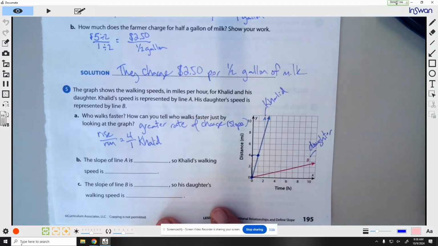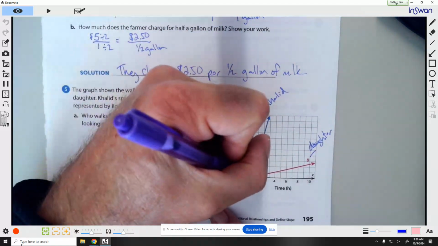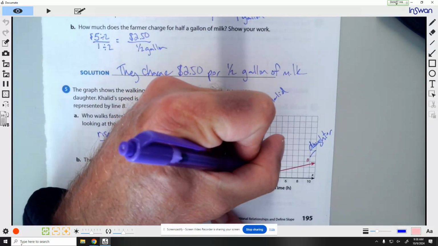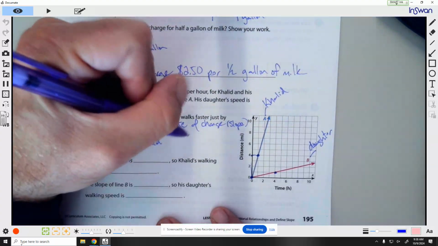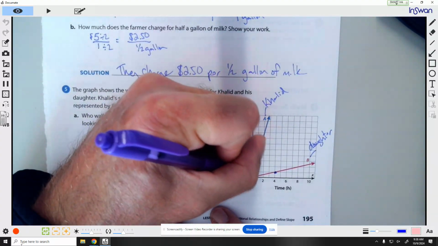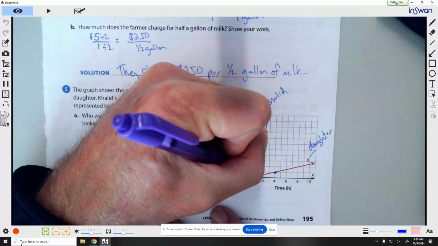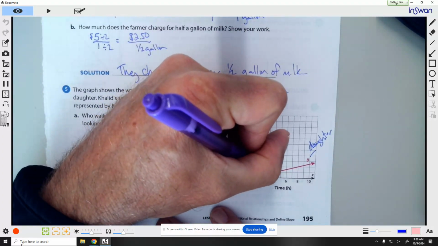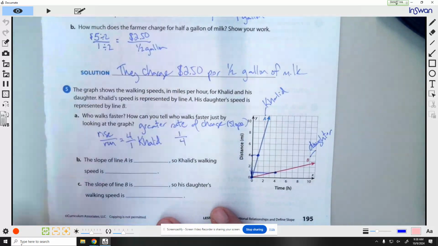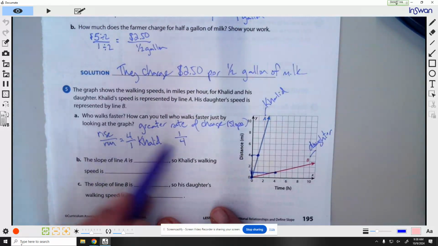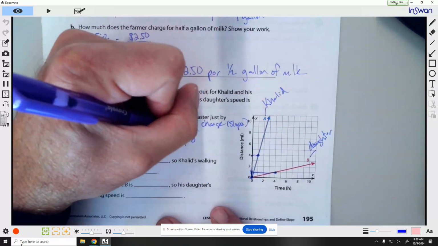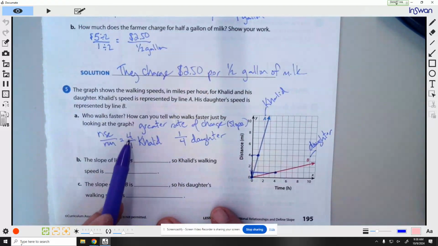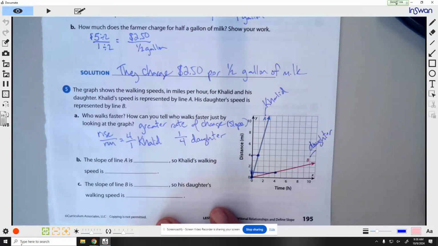Okay, if I look at his daughter, I use the same point to start with, and maybe the next point is right there. So my rise on the daughter would be just up 1 to get to the level of the next point, and then you have to run over 4. So it's the reciprocal of Khalid's. Okay, so that's his daughter. If I compare the rates, I see that 4 over 1 is greater than 1 over 4.